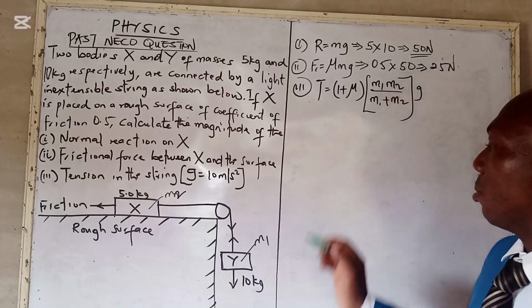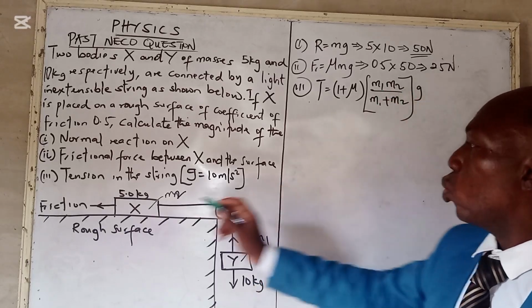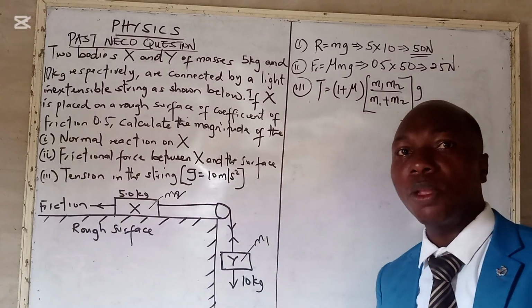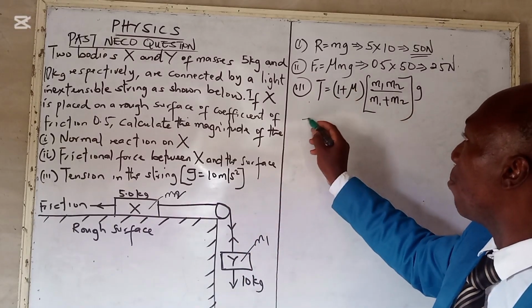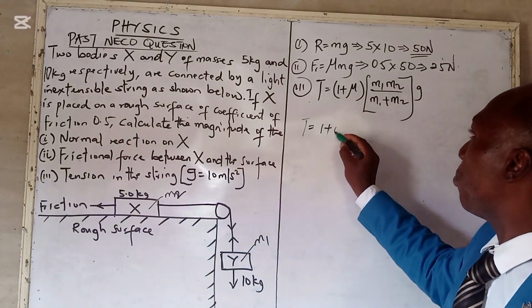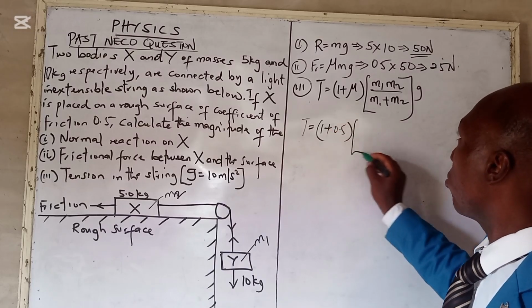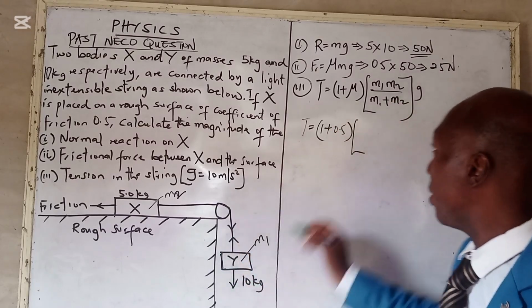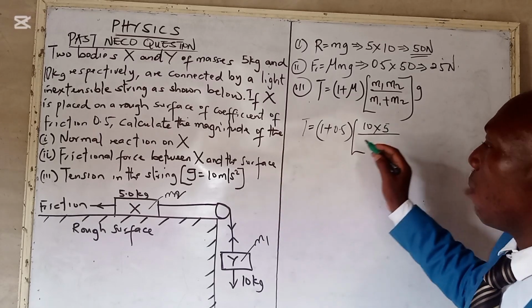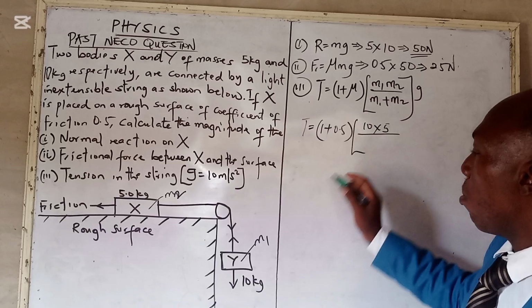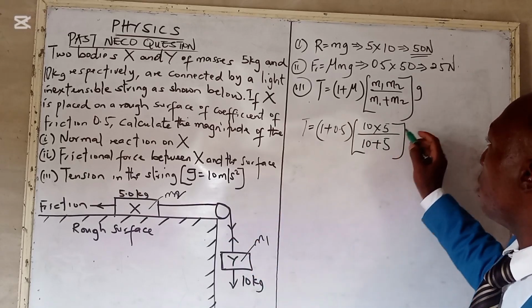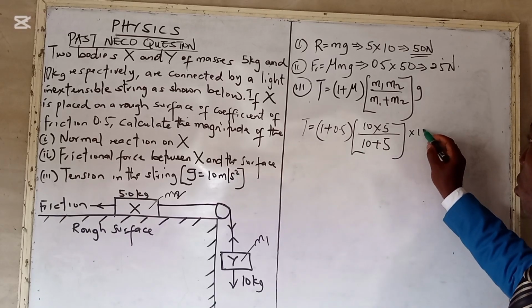When our M1 is 10, our M2, the one for X, is 5. So this is the formula. You just substitute in the formula and you arrive at 1 plus our mu, which is 0.5. You write it down. Our M1, which is 10, M2, which is 5, over M1 plus M2, that's 10 plus 5. Our g is 10. So let's finish it up.